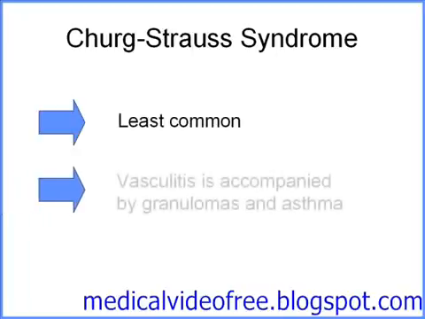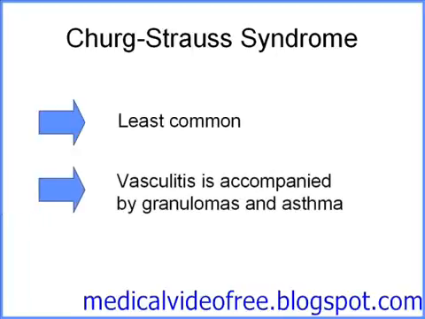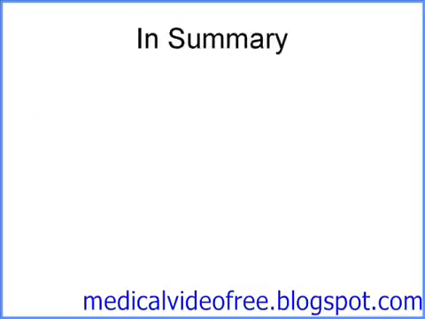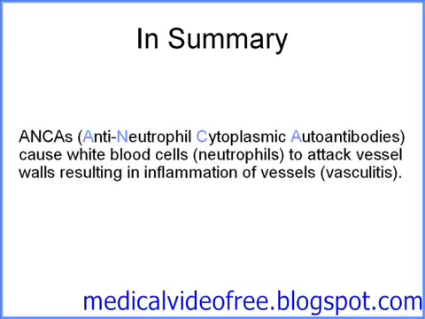And then finally, the least common form of ANCA vasculitis is called Churg-Strauss syndrome, and it's the presence of the manifestations we've been talking about accompanied by asthma. So to summarize then, Diane, ANCA antibodies are a type of autoantibody that attacks your own white blood cells, causes them to attack the vessels in many different tissues, which results in the disease that you're experiencing.